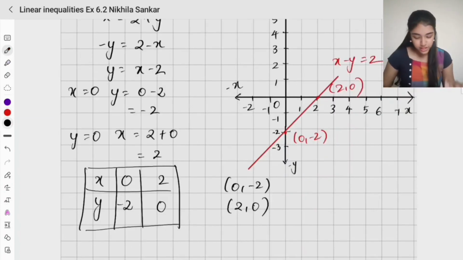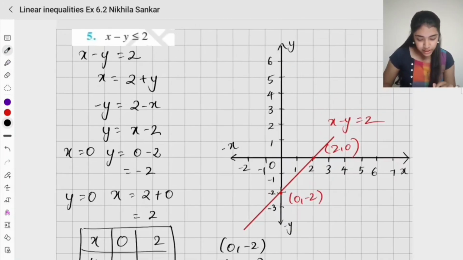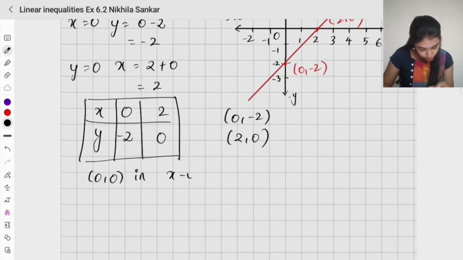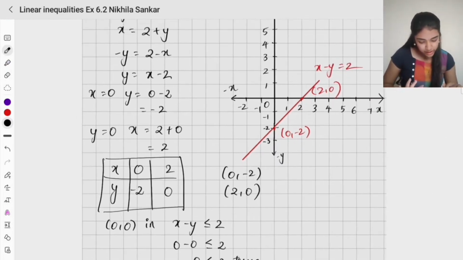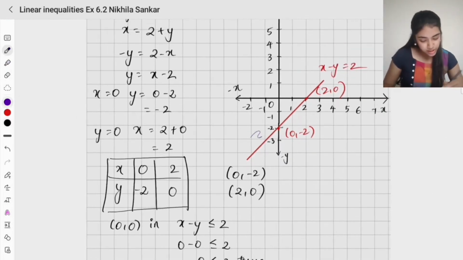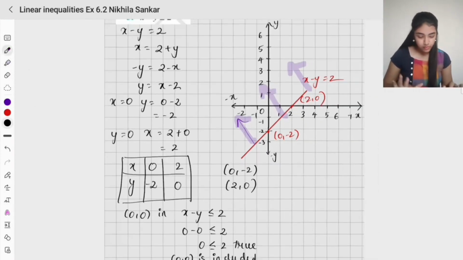Now you have to check if 0, 0 is included. So in 0, 0, what is my equation? x minus y less than or equal to 2. 0 minus 0 less than or equal to 2. 0 less than or equal to 2. So this is true. So 0, 0 is included. Write this in the exam, okay? Since it is included, we know which region. So which region? It is going to be the upper half region. Okay? So this is going to be the solution. Please copy.